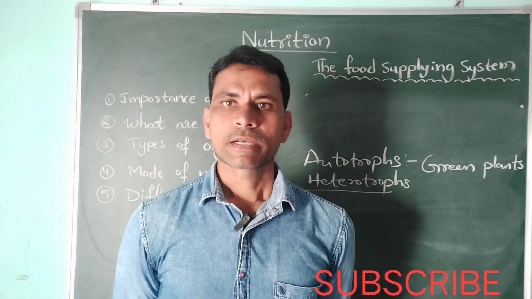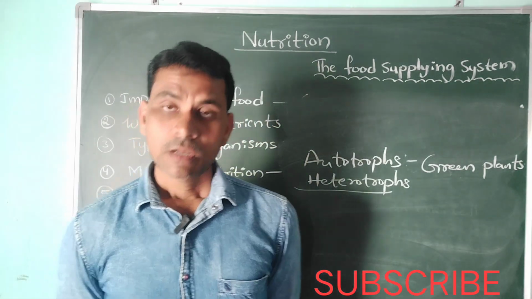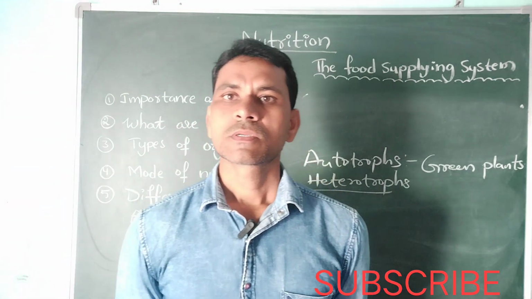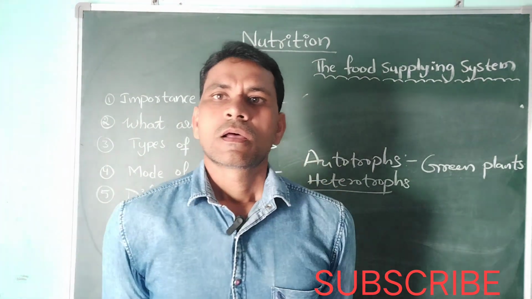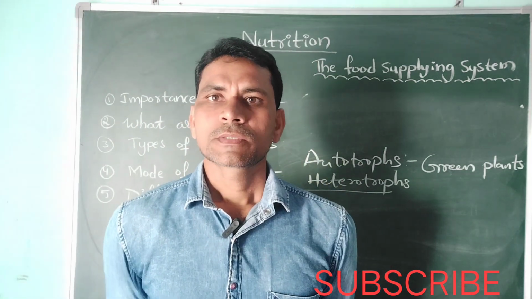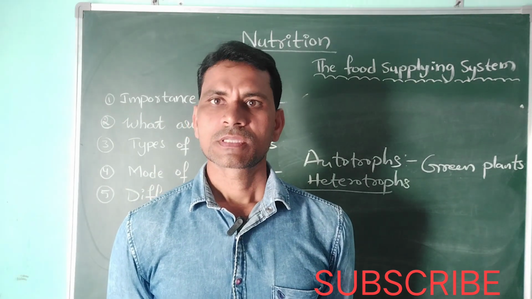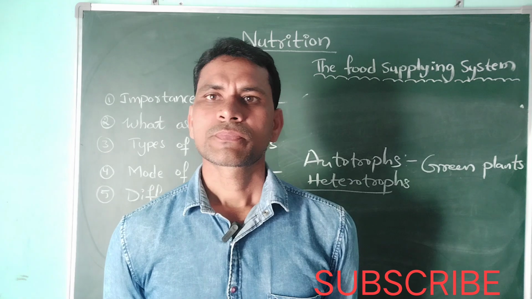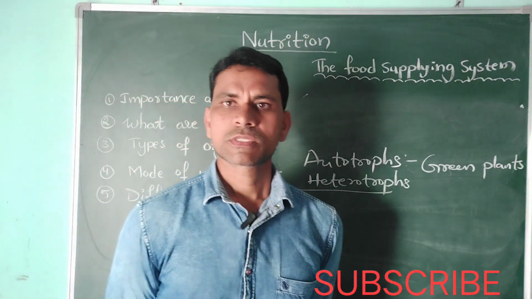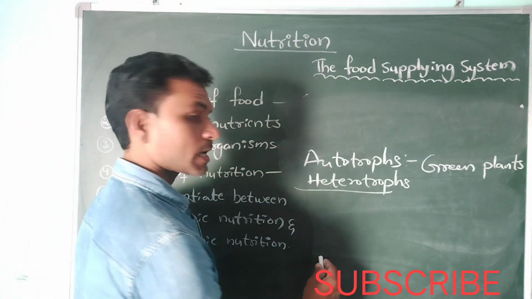What are heterotrophs? Heterotrophs are organisms which do not make their own food. They simply depend on autotrophs. Such organisms are called heterotrophs. Examples: humans and all animals.